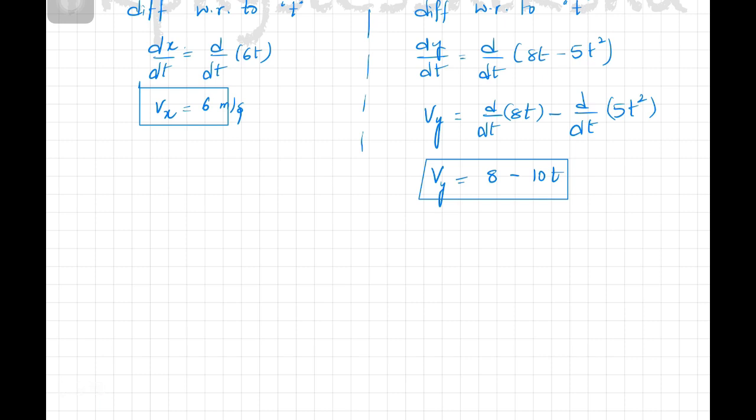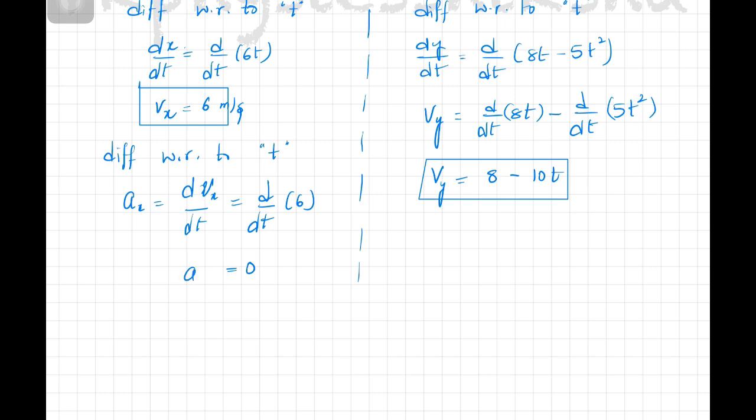Now, what will be the value of acceleration? Differentiate velocity with respect to time, and you get acceleration. So, differentiating the above equation with respect to time t, what I get is the acceleration. So ax is equal to dvx by dt, which is equal to d by dt of 6, which is a constant. So acceleration along the x-axis is 0. This also we know very clearly, acceleration along the x-axis is 0.